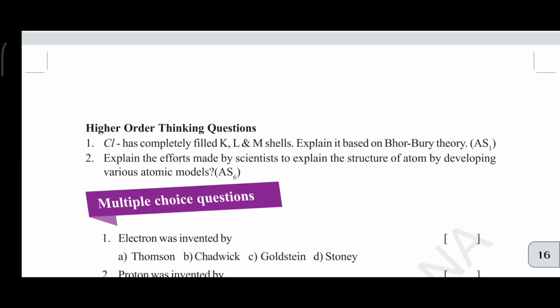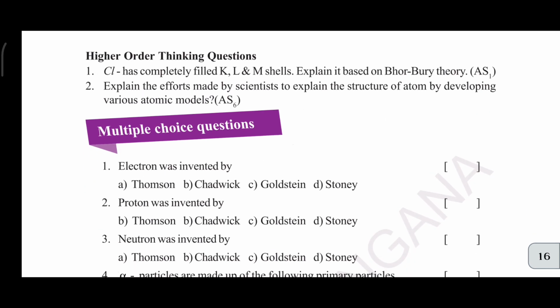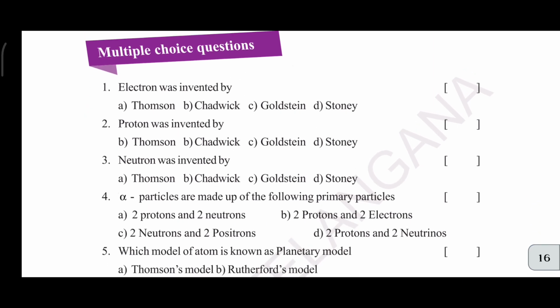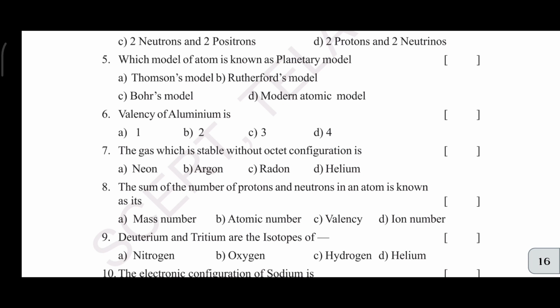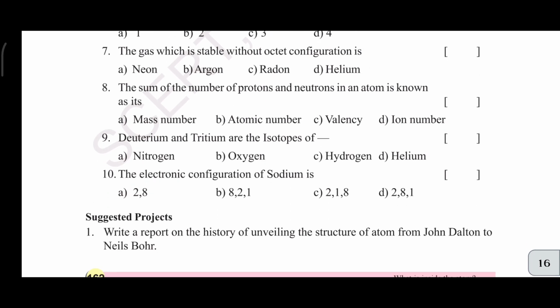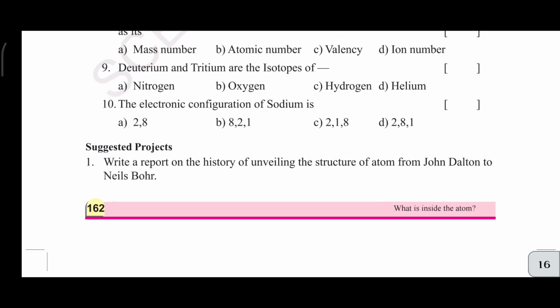After that, we will talk about the higher thinking questions. In higher thinking questions, we will see 2 questions, okay now. After that, multiple choice questions are given. We will also see the multiple choice questions, okay now. So I hope this is clear. After the multiple choice, we will also see the suggested project work, okay now. So we will discuss till suggested project work, okay. I hope this is clear for you, okay. If it is clear, then that's good, okay now.